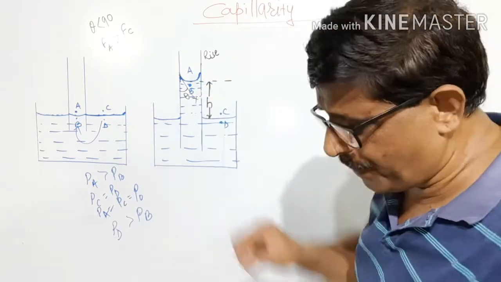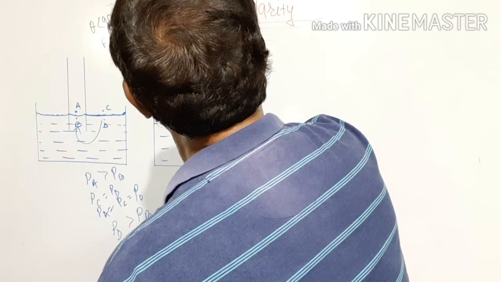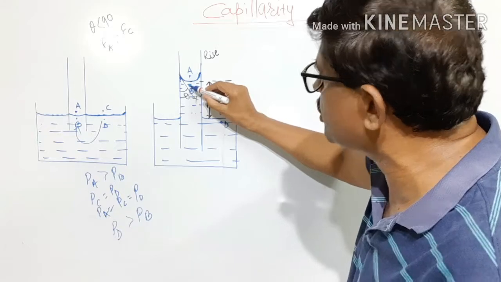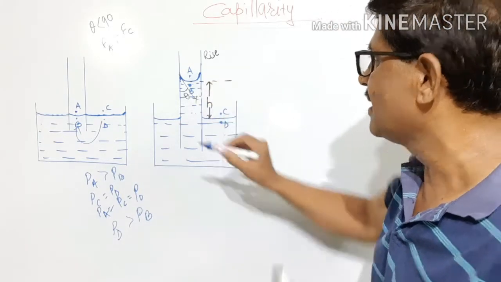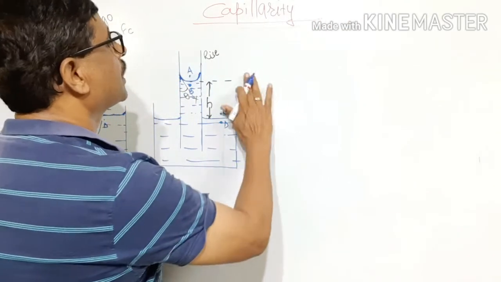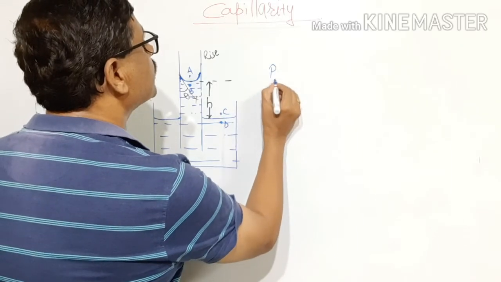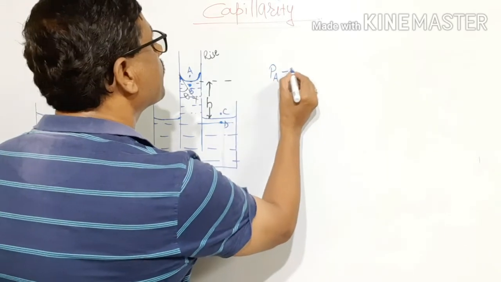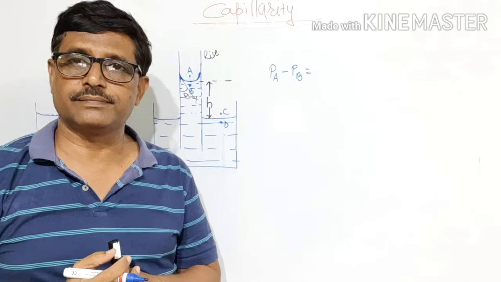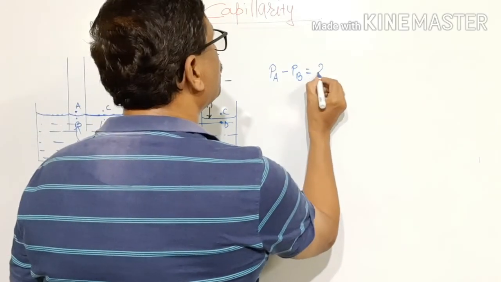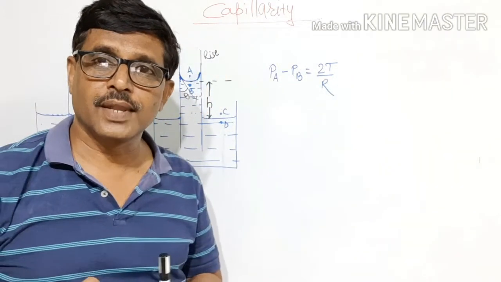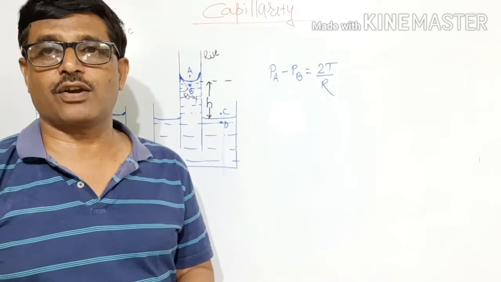We know that the pressure on the concave side of the liquid is more. Pressure on the concave side of the liquid is more and pressure on the convex side of the liquid is less. And we know the Laplace formula for the pressure difference. Therefore, pressure at point A minus pressure at point B, the pressure difference on the concave side and convex side, is equal to 2T divided by capital R, where capital R is what? The radius of the meniscus of the liquid.